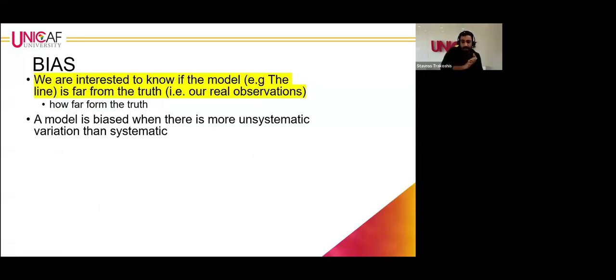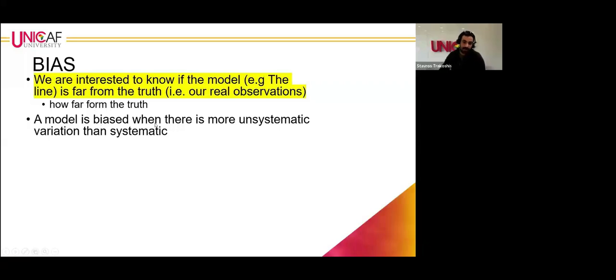And this is what we are interested to know: if the model is good. A general term to describe the goodness of fit or other characteristics of the model that I'm interested in is called bias. So generally, we want to know if the model is far from the truth. The model here is the line, and the truth is our real observations, what we've seen, what we've measured in actual measurements from our participants.